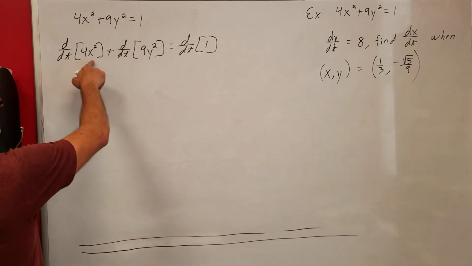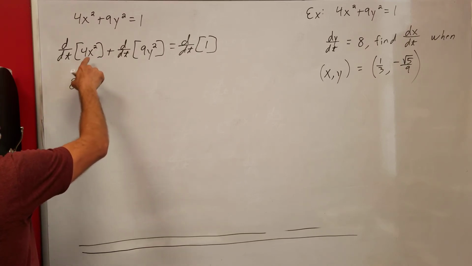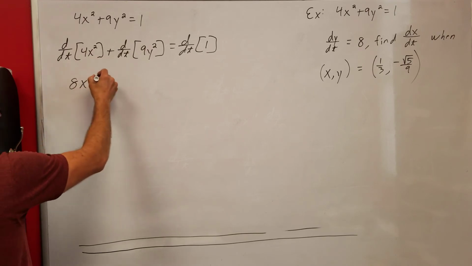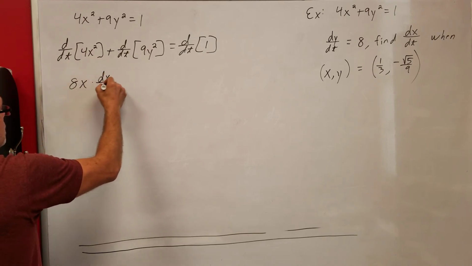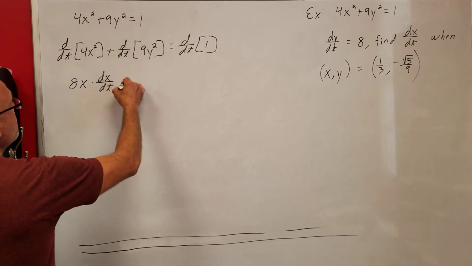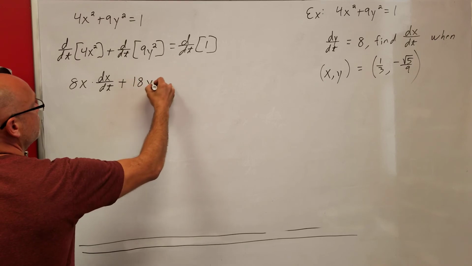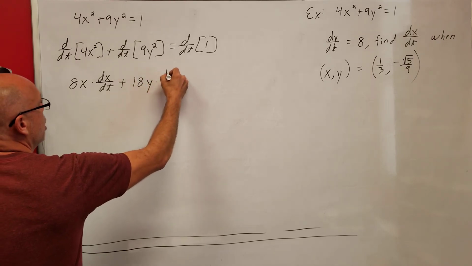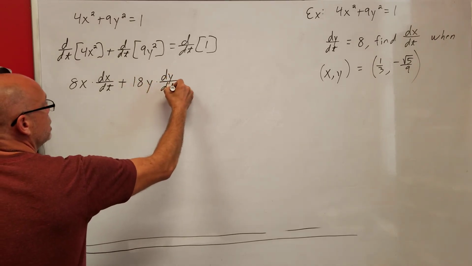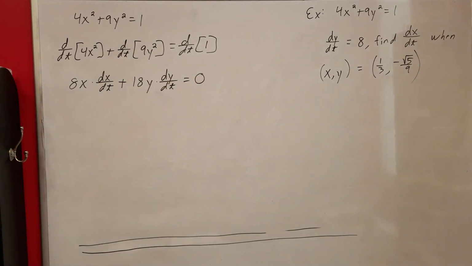All right, so what does this give me? This gives me 8x to the first times, remember this variable is different than that one, so I need dx over dt, right? Plus, how about this part? That would be 18y times dy over dt. Derivative of a constant is 0. Verify that for yourself. Don't just follow me. Don't just write down what I'm writing. Make sure it makes sense.